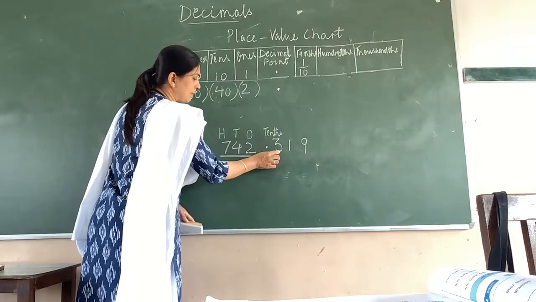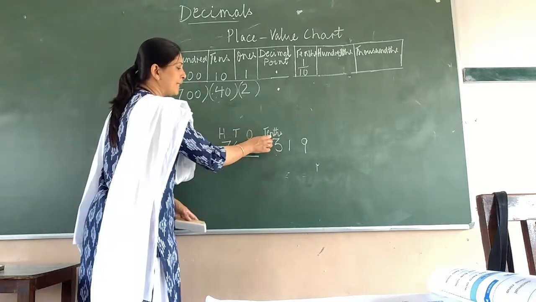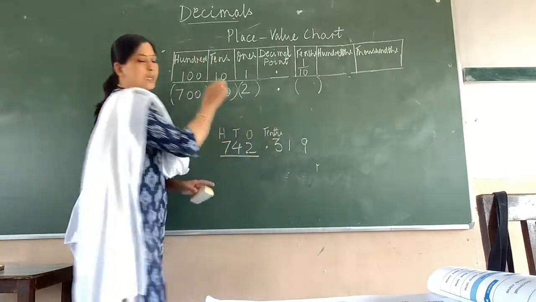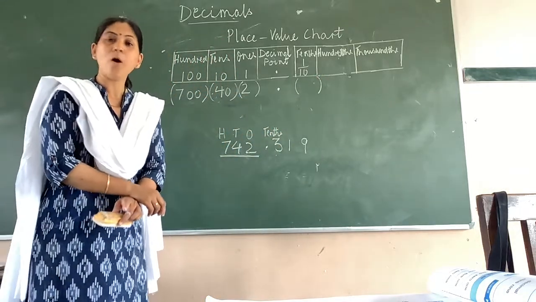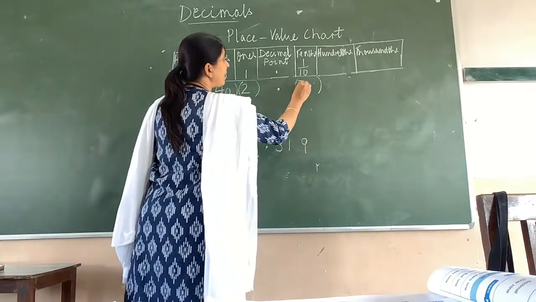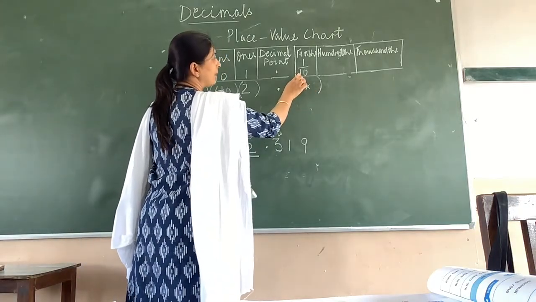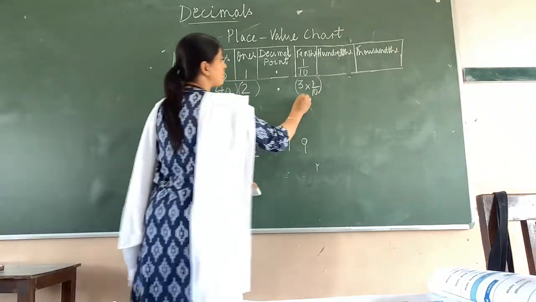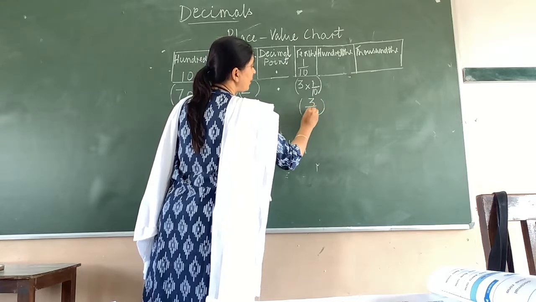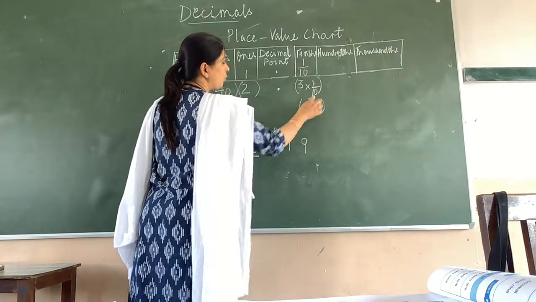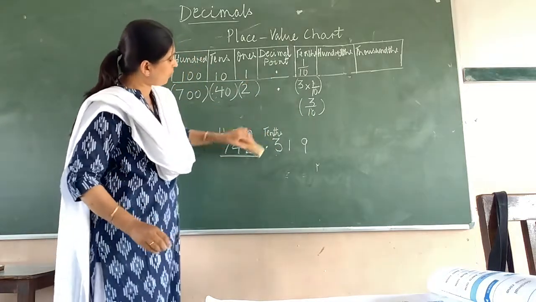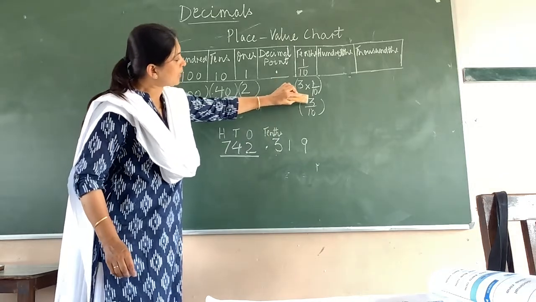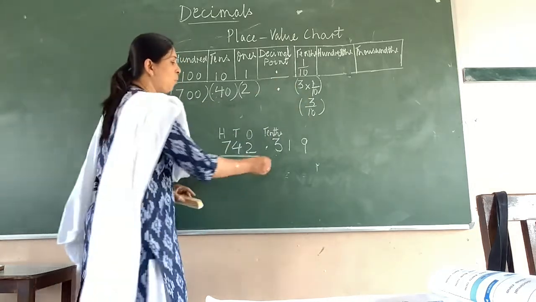The digit immediately after decimal point is in tenths place. So what will be the place value of 3? We will multiply 3 by the value 1 over 10. So 3 multiplied by 1 over 10 will give us what, children? 3 times 1 is 3 over 10. So place value of 3 is 3 tenths. 3 tenths, how do we write? 3 over 10.